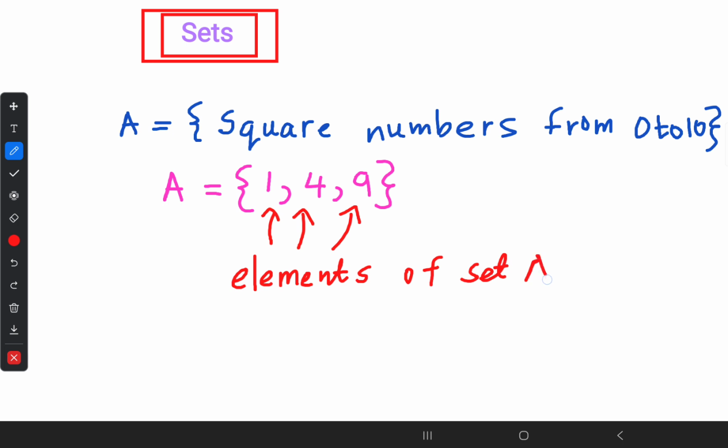Okay, this is a simple example. So what I did was, the question is asked: A equals, inside curly brackets, pure numbers from 0 to 10. I answered, and you should make that in proper organization with set notation. A equals, inside curly brackets, 1, 4, 9. These are the numbers called elements of set A. This is a simple question.